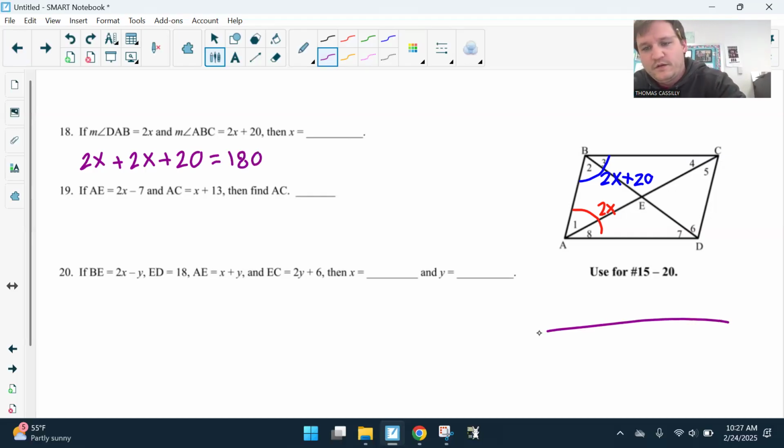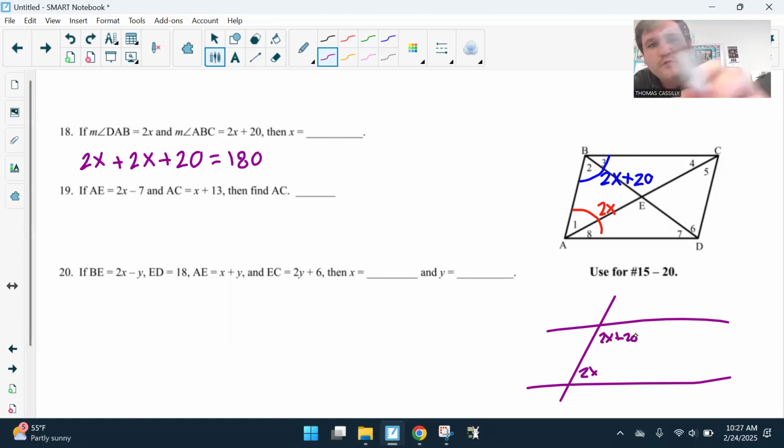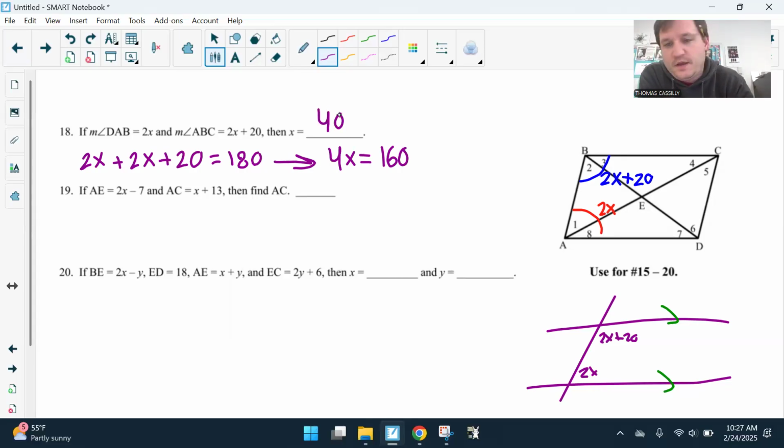If you want to think about it, here's my two parallel lines. 2x, 2x plus 20. Ignore those diagonals in there. We can just think about the entire angles. Since they're parallel, same side interior angles are supplementary, and supplementary means they equal 180 degrees. So now just standard solving from here. Let's go over this direction. I got 4x. I'm going to subtract the 20 over. I got 4x equals 160. Divide by 4 on both sides, and we will have x equals 40. The next one, AE and AC. This one is slightly different.